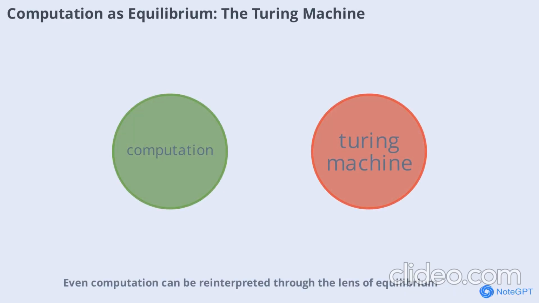Even computation can be reinterpreted through the lens of equilibrium. The classic Turing machine becomes an equilibrium Turing machine, where the tape represents expansion and the head state represents integration. Computation is the process of balancing disequilibrium, and halting occurs when perfect balance is achieved. This perspective unifies computation with physical laws and offers new ways to measure complexity and efficiency.